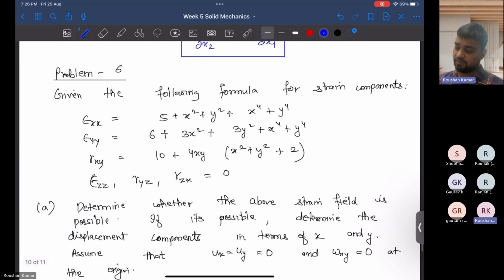So first you can see from the question here that epsilon zz, gamma yz, and gamma zx are equal to 0. That means we can say that it's a plane strain condition. And for the plane strain condition, we have to satisfy only one compatibility relation. If the strain field is possible, then it must satisfy the strain compatibility conditions, and for plane strain we have to satisfy only one component, that is the first equation.